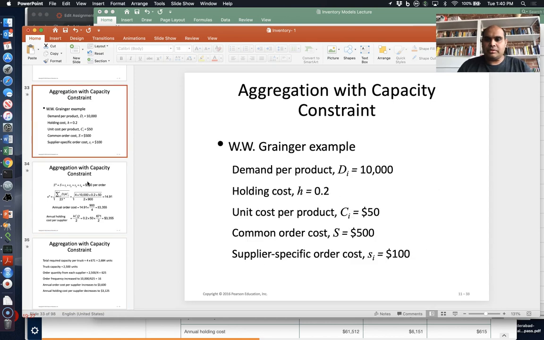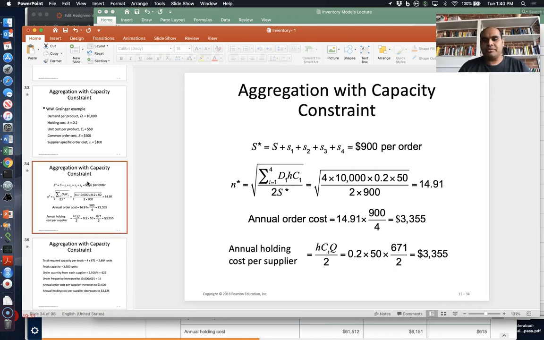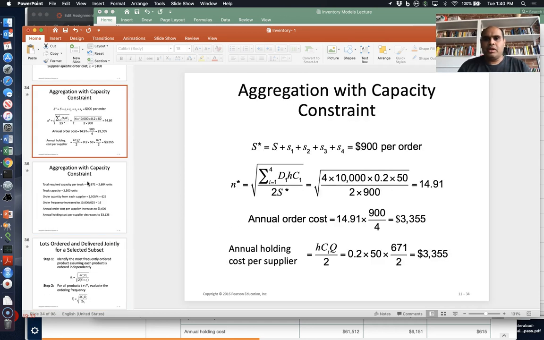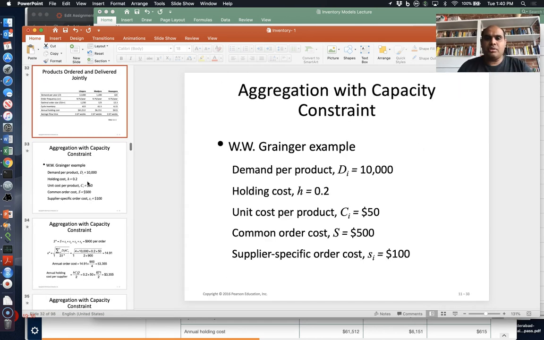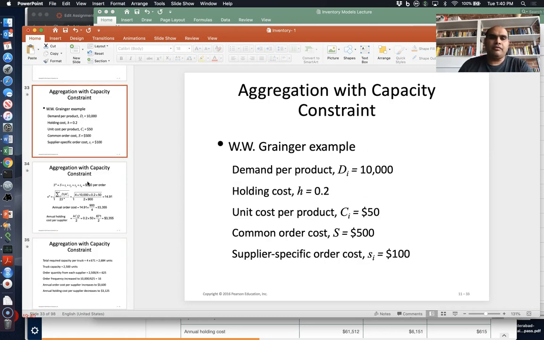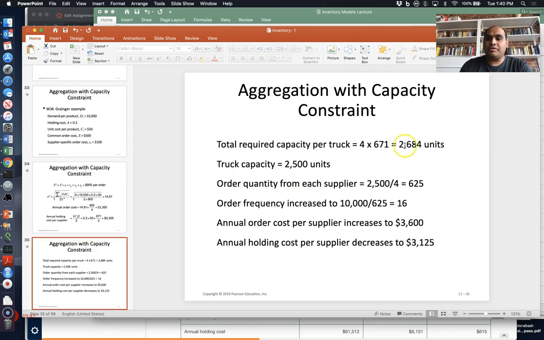Here's another example. So it's aggregation with a capacity constraint. This model I'm going to leave you to read on your own. It's just a simple extension of the model here. Let's say that if your optimal order quantity is 2,684 units, but you have a truck capacity of 2,500 units, then you have to go with the truck capacity. You cannot order 2,684 units.